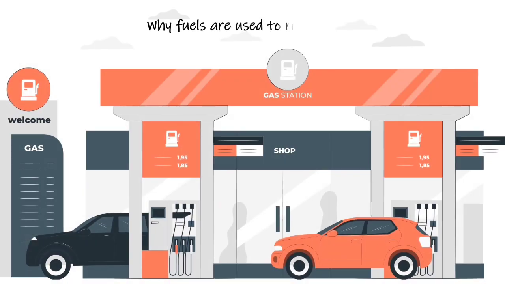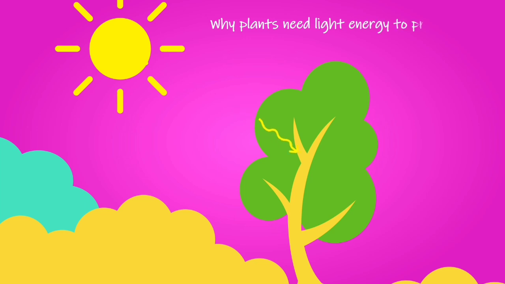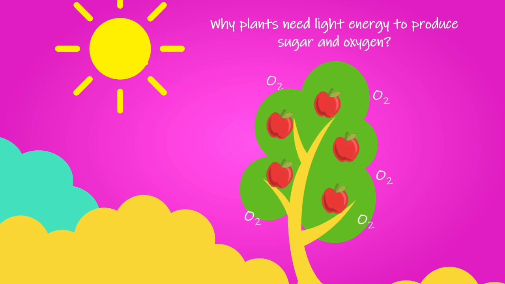Why are fuels used to run vehicles? Why do plants need light energy to produce sugar and oxygen? By the end of this video, you're going to find the answers.